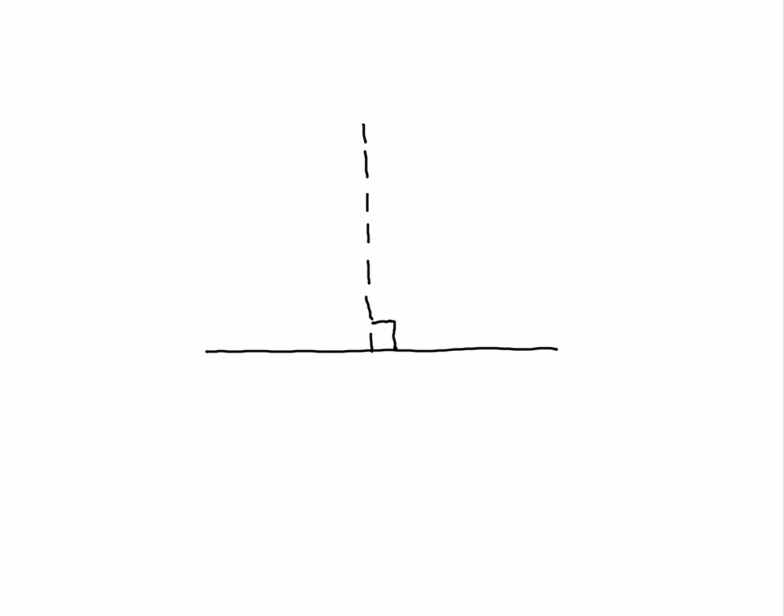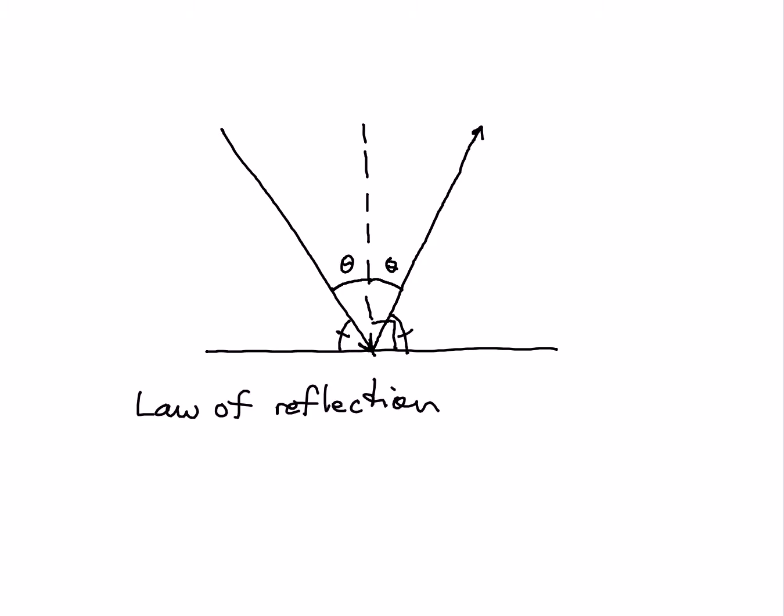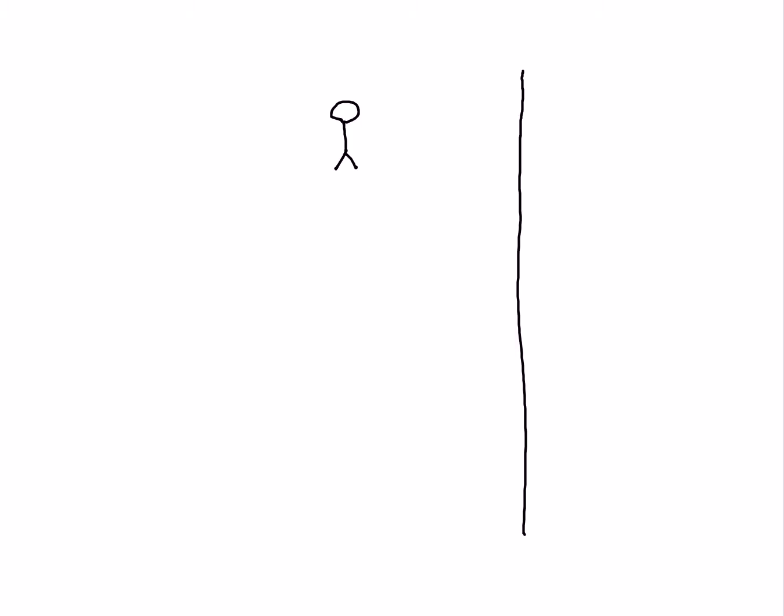Now here is an incident light ray approaching the mirror, and here's the outgoing reflected light ray. The angle that these two rays make relative to the normal to the surface of the mirror is equal. So they're both theta. If one is theta, the other is theta. It would be equivalent to say that these two angles are also equal. This is sometimes called the law of reflection.